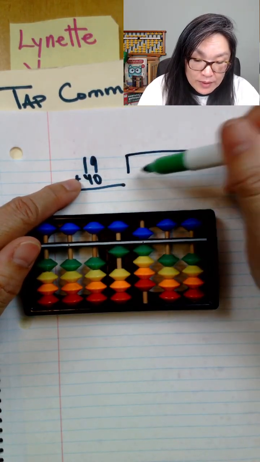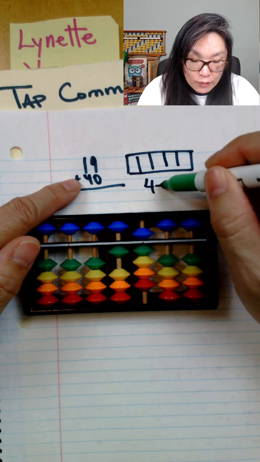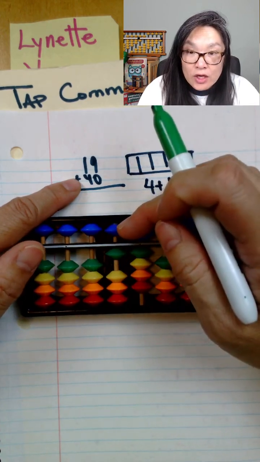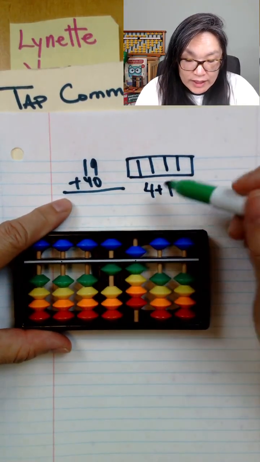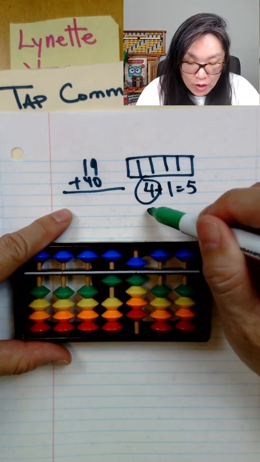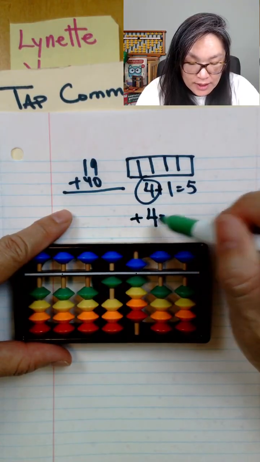I don't know how many people remember, but in school we teach the children 4 plus 1 is equal to 5. The reason is because we want to utilize this 5. If we're trying to utilize this 5, we can rearrange this equation and isolate the variable. When we isolate the variable, plus 4 is equal to plus 5 minus 1.